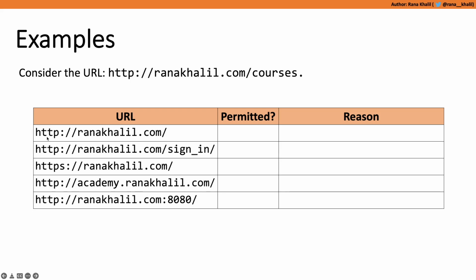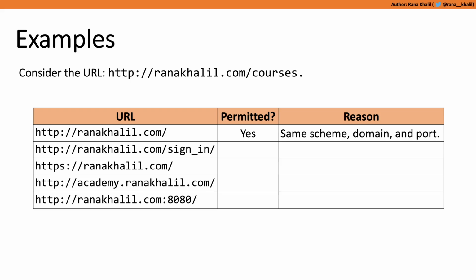In this case, the scheme is HTTP for both of them. The domain is also the same, it's renakhalil.com, and the port is also the same, so it's not specified, which means it defaults to the port that the protocol is using, which is port 80. And in both cases, they're using the HTTP protocol, and so they're both using port 80. Therefore, yes, this read request will go through because they essentially have the same origin, so they have the same scheme, the same domain, and the same port.